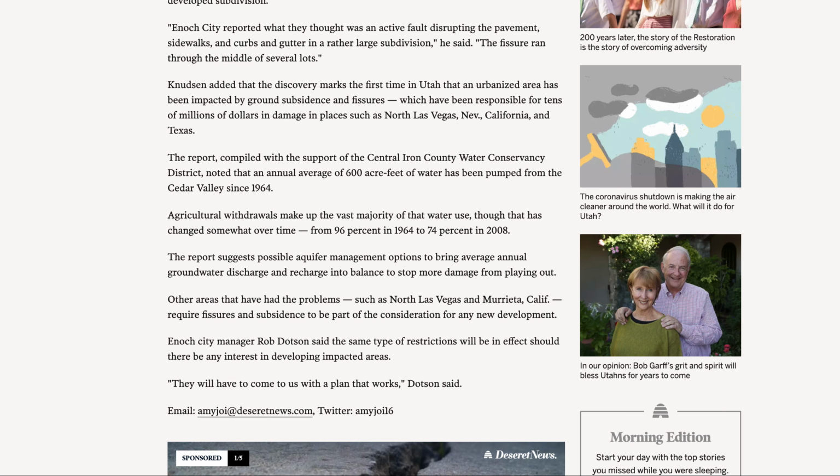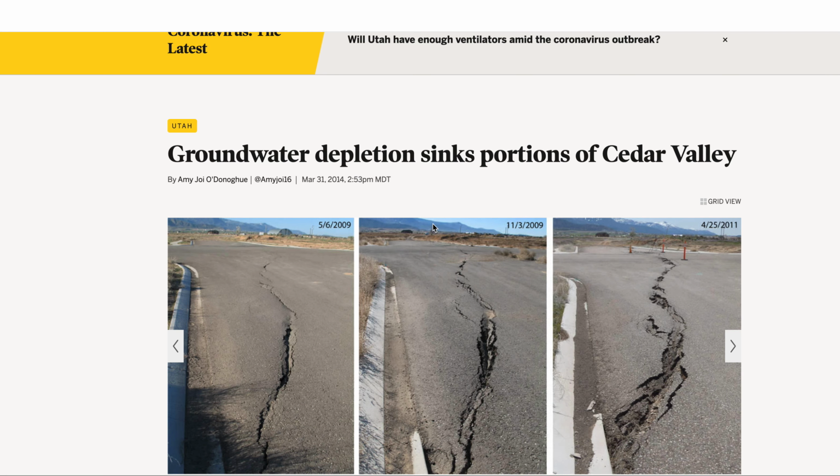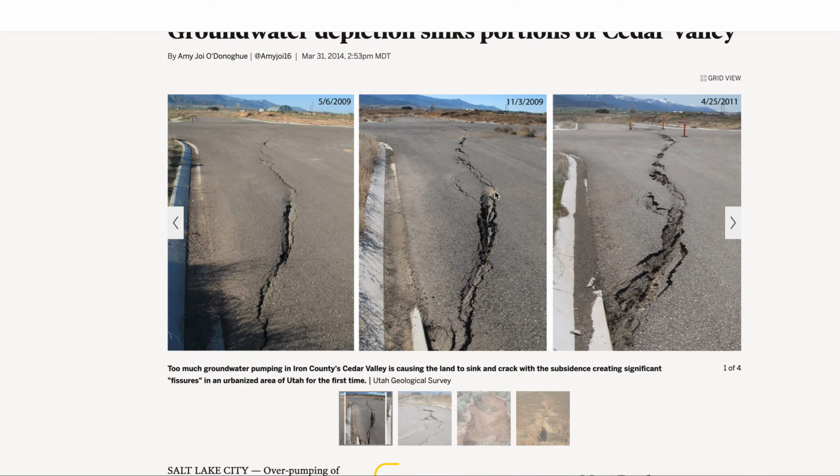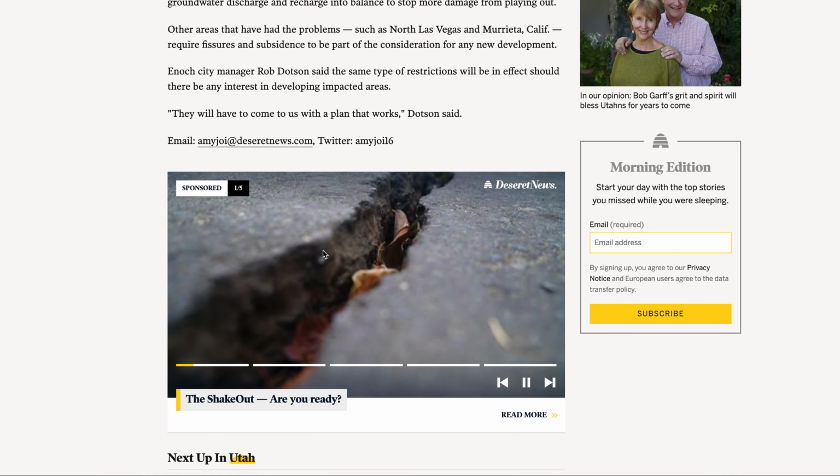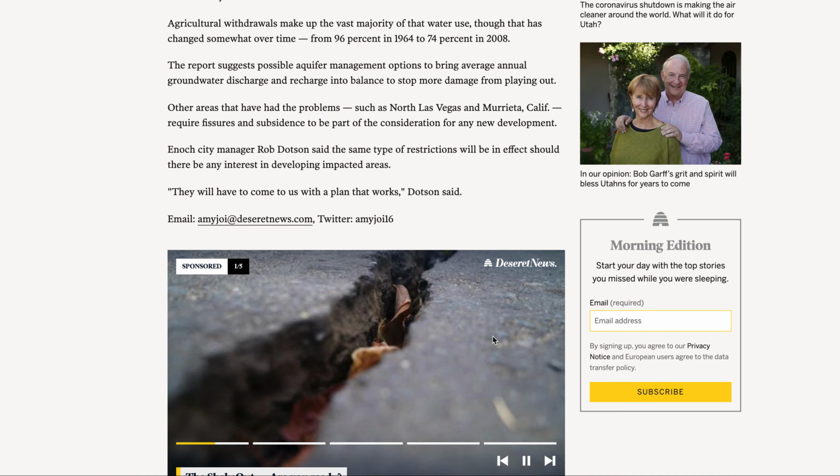So we're going to, there's a reading right here. It says back from 2014. It says groundwater depletion sinks portions of Cedar Valley, and you can see some pictures there. And then there's an article right here that talks about it with some more pictures right here.